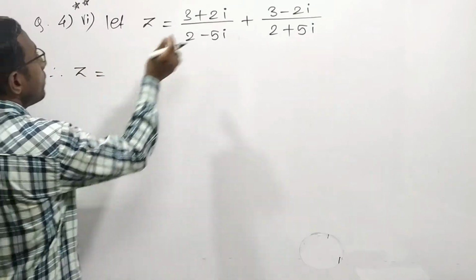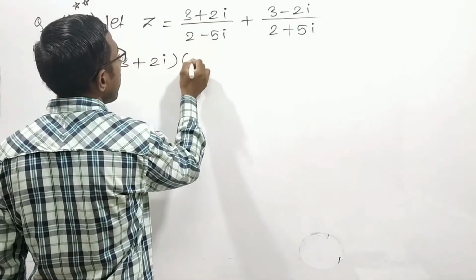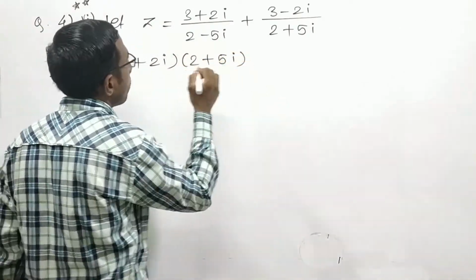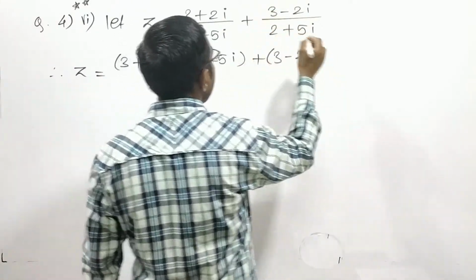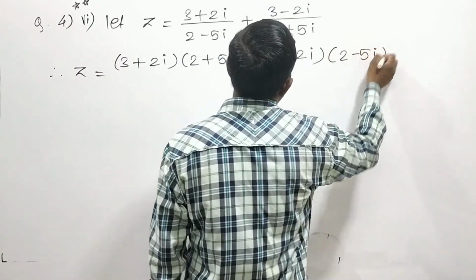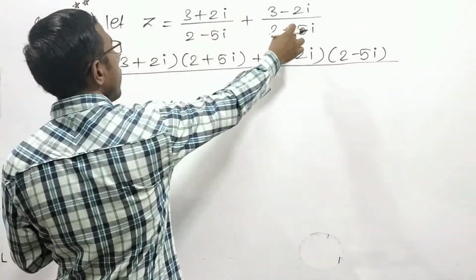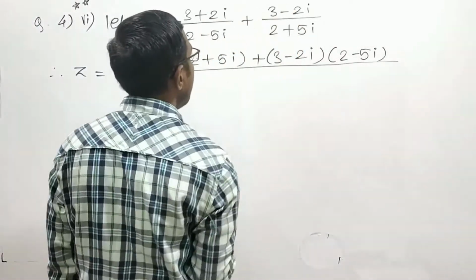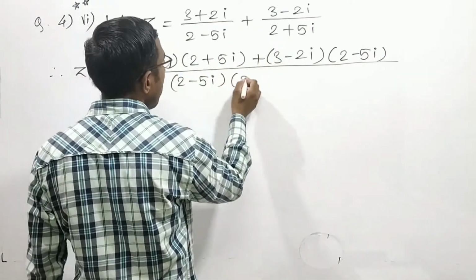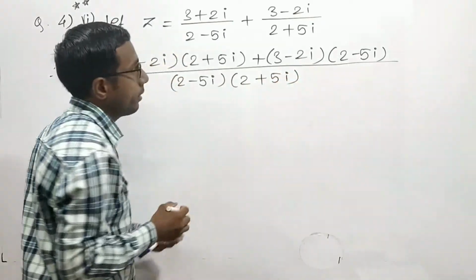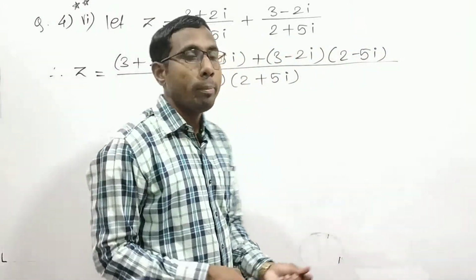Therefore, z is equal to 3 plus 2i multiplied by 2 plus 5i, plus 3 minus 2i multiplied by 2 minus 5i. Is it? 3 plus 2i, 2 plus 5i. 3 minus 2i, 2 minus 5i. And the denominator is the product, 2 minus 5i multiplied by 2 plus 5i. So in the numerator, you need to take the multiplication of the two complex numbers like this.